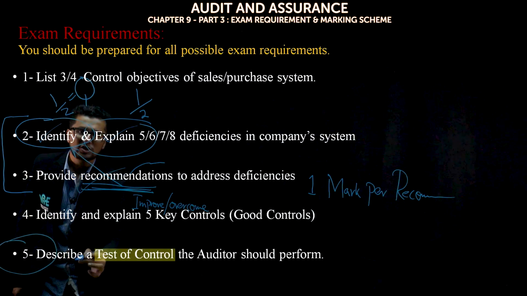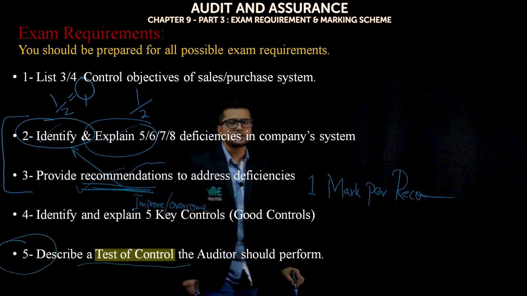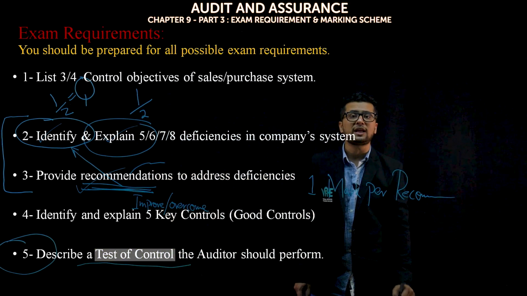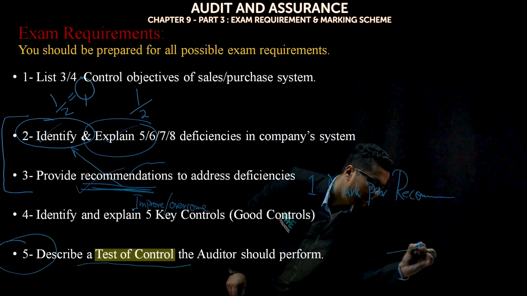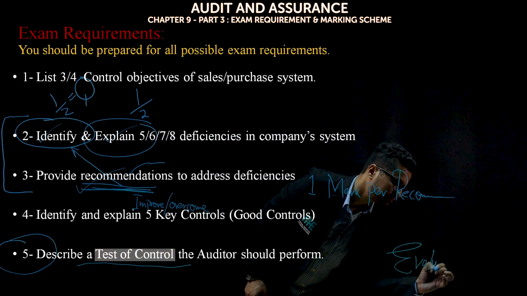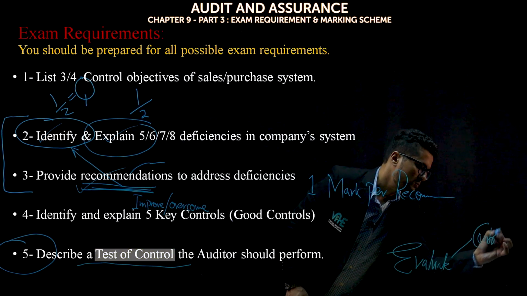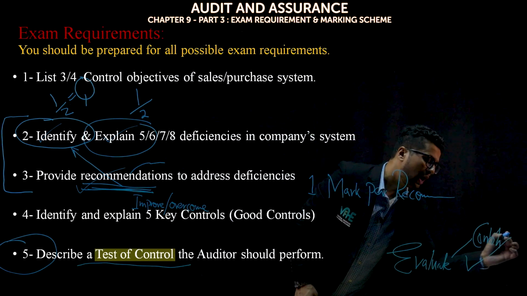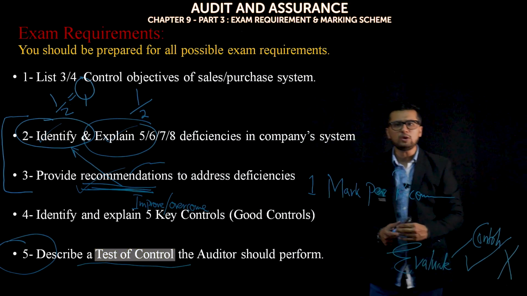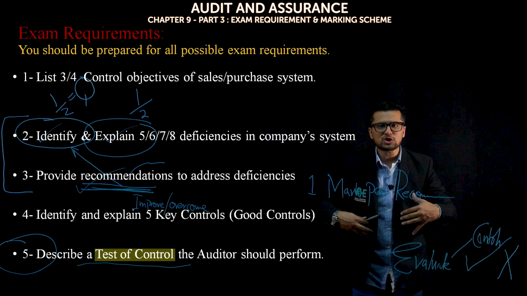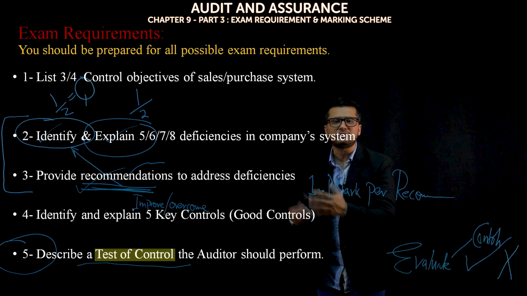And what do we mean by test of control? Test of control means that we need to test whether the controls are operating effectively or not. So test of control means we have to evaluate whether the controls are operating effectively or they are not operating effectively. So we got to evaluate. So what do we mean by test of control? I need to test whether the control is operating effectively or not.